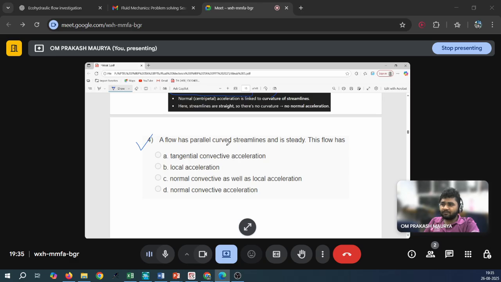Now another question. A flow has parallel curved streamlines. This question is about the curved streamline, and the flow is steady. The flow has option A, tangential convective acceleration; option B, local acceleration; option C, normal convective as well as local acceleration; and option D, normal convective acceleration. So you have the four options.